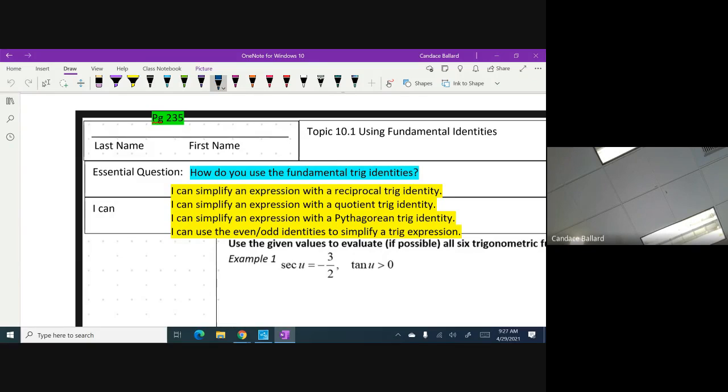Overall, our overarching question is how to use the fundamental trig identities. We are going to basically relearn something that we can do with right triangles. What we're going to do today, we can do with right triangles, but we're going to learn it in a different light.